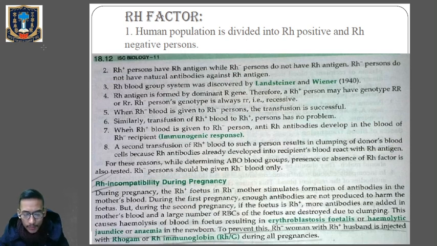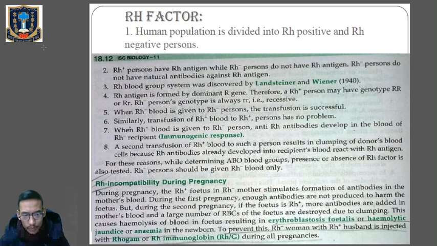Clear? But during the second pregnancy, let's say again the fetus is Rh positive. At that time, more antibodies will be formed against the Rh positive antigens, and in that case, a large number of RBCs of the fetus will be destroyed due to clumping.